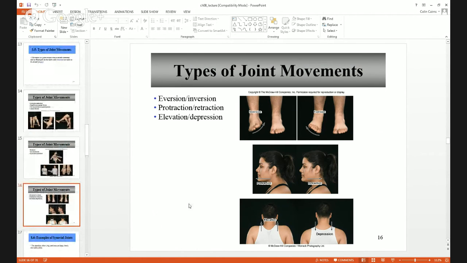And then we have eversion and inversion. You can invert your foot towards the midline by turning your ankle, and evert the same way to the outside. Protraction is moving your head forward, and retraction is bringing it back. Elevation is bringing your shoulders up, and depression is bringing your shoulders down.